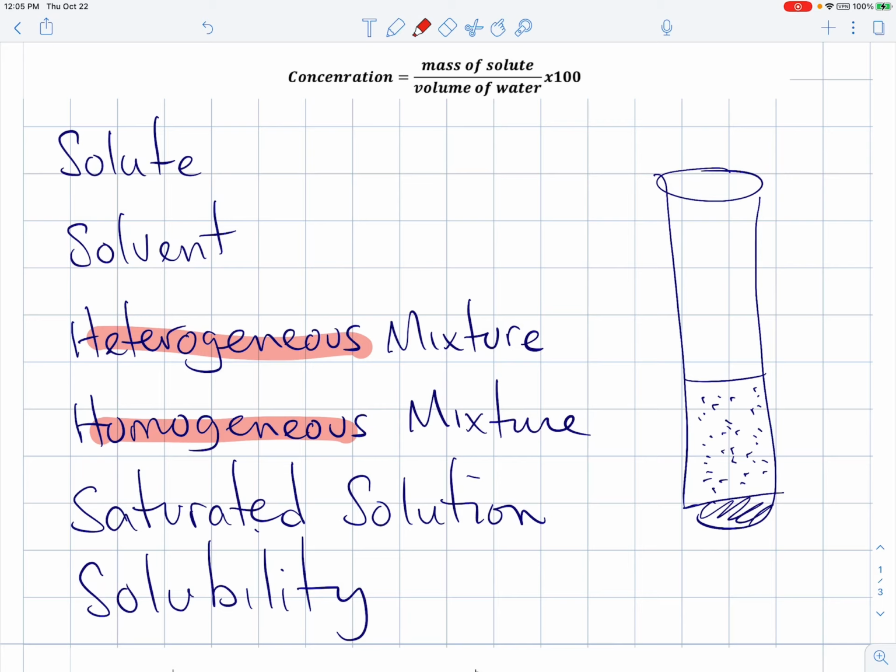A homogeneous mixture is one where the concentration is the same throughout, or where there's the same amount of salt everywhere in the solution, in the mixture. That homogeneous mixture is what a solution is. So this phrase, homogeneous mixture, can actually be rephrased as a solution. A solution definition is a homogeneous mixture.